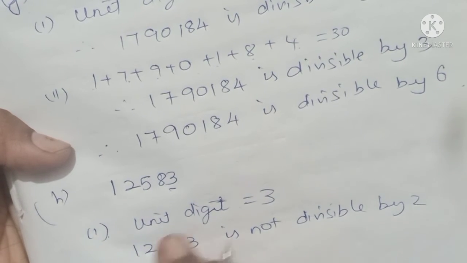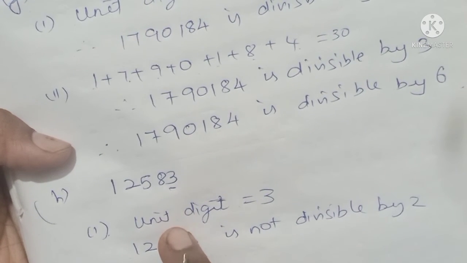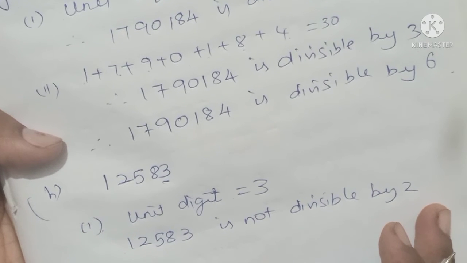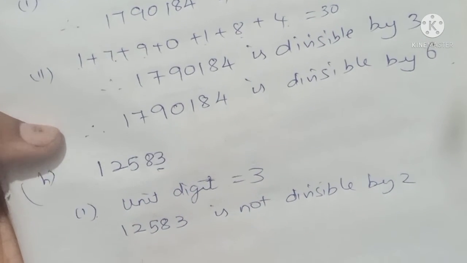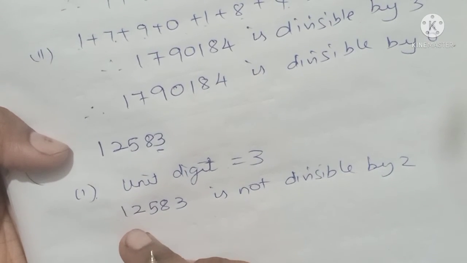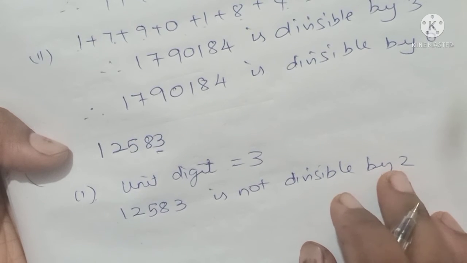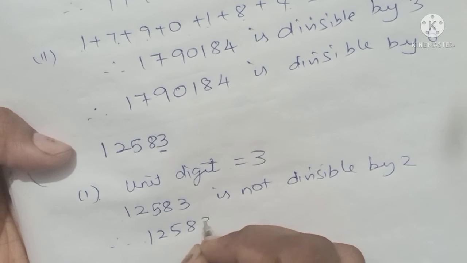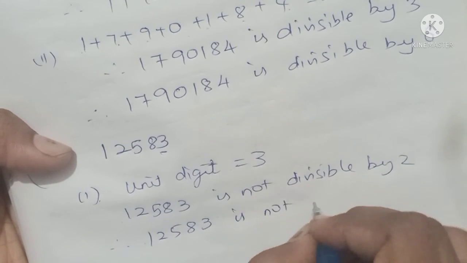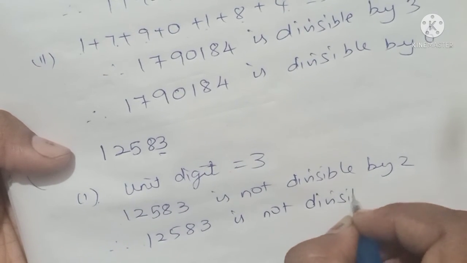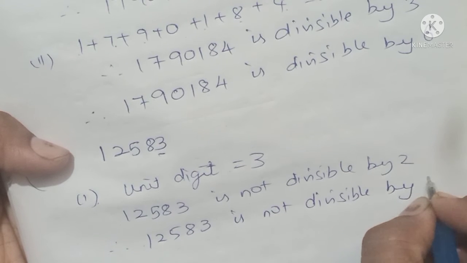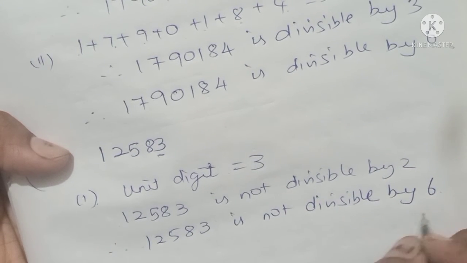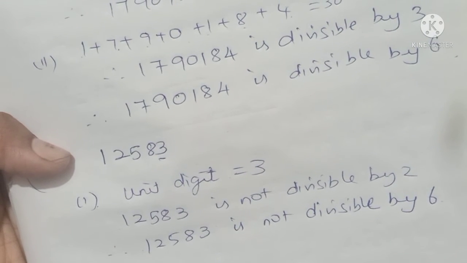So in the first test itself we found that this number is not divisible by 2. So there is no need to proceed with the second step. Since we already got not divisible by 2 in the first step, therefore 12,583 is not divisible by 6.